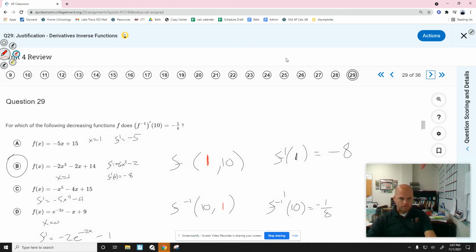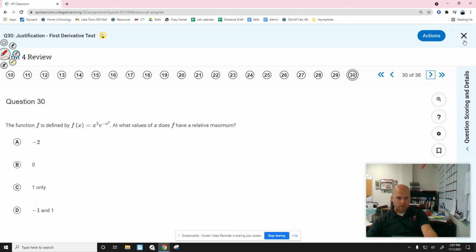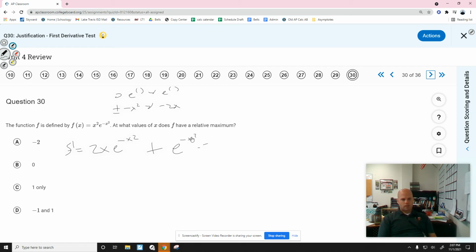That was fun. Got any linear approximations? Oh, what does f have a relative max? Let's do a nice little function analysis. Derivative of the first times the second plus the first times the derivative of the second. e to the power -x squared times -2x is the derivative of the second. Don't forget to multiply by the first.